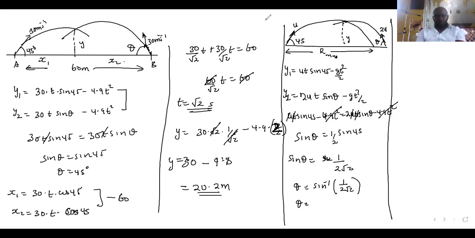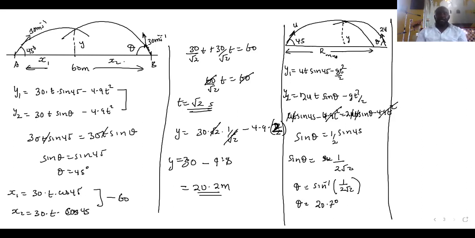45. Are you sure? It is not 45. 45 is 1 over root 2. 20.7. Eh? 20.7 degrees. You see, the boys today don't know which side you woke up from. Press the calculator, mister. That was who, Jesse.